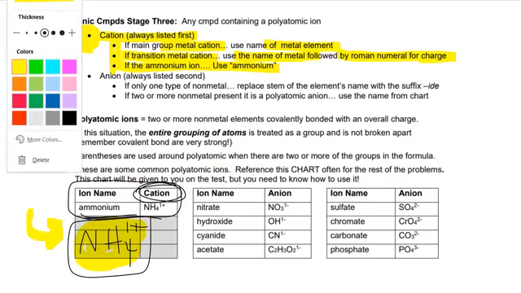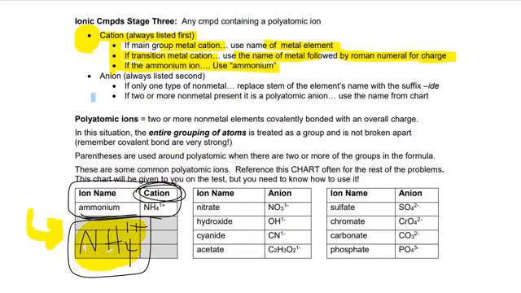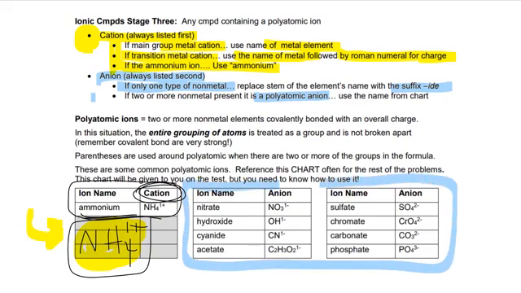Then we look at anions. The anion is always listed second. If it's only one type of nonmetal, we would still change the ending to -ide, like oxygen turns to oxide. But if there are 2 or more nonmetals, then it's a polyatomic anion, and we just use the name below, which is nice. So for example, here are a bunch of anions that are very common that we'll use.